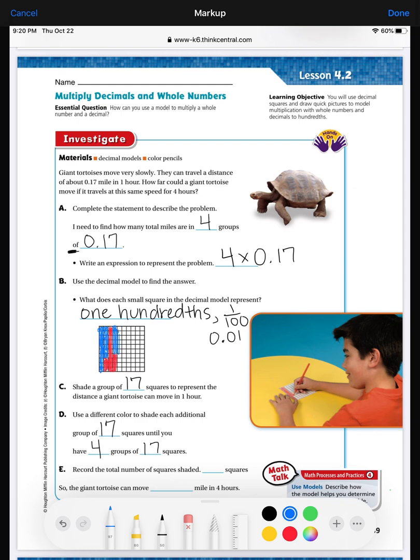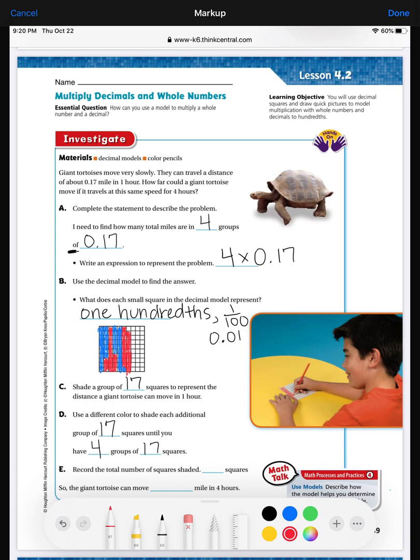6, 18, and one more makes 17. I'm going to use red again. That's 8, and 9 more makes 17. So we've now created 4 groups of 17 in our model.